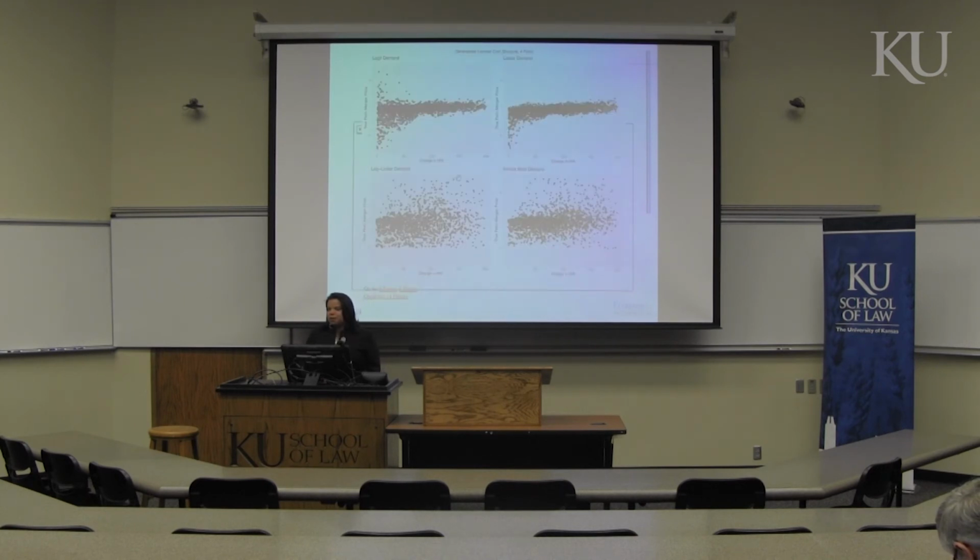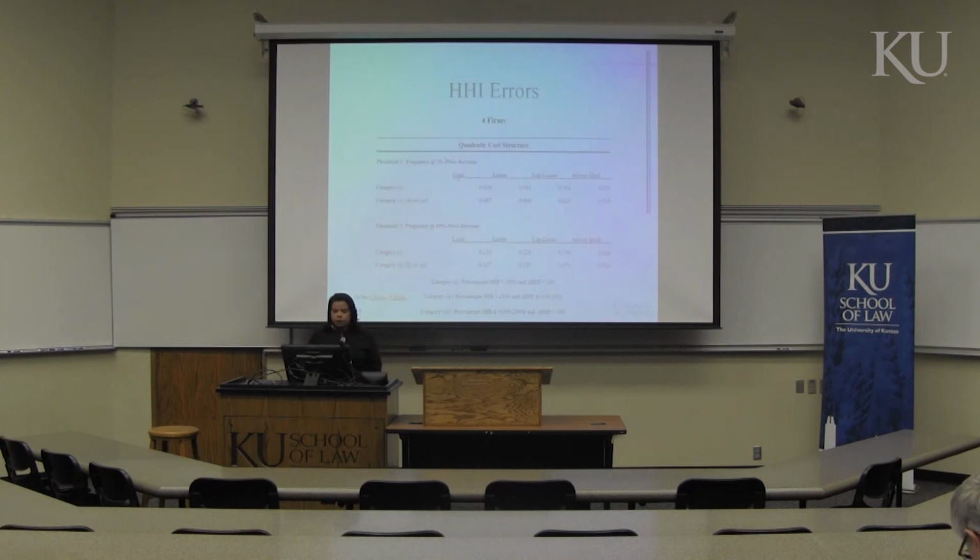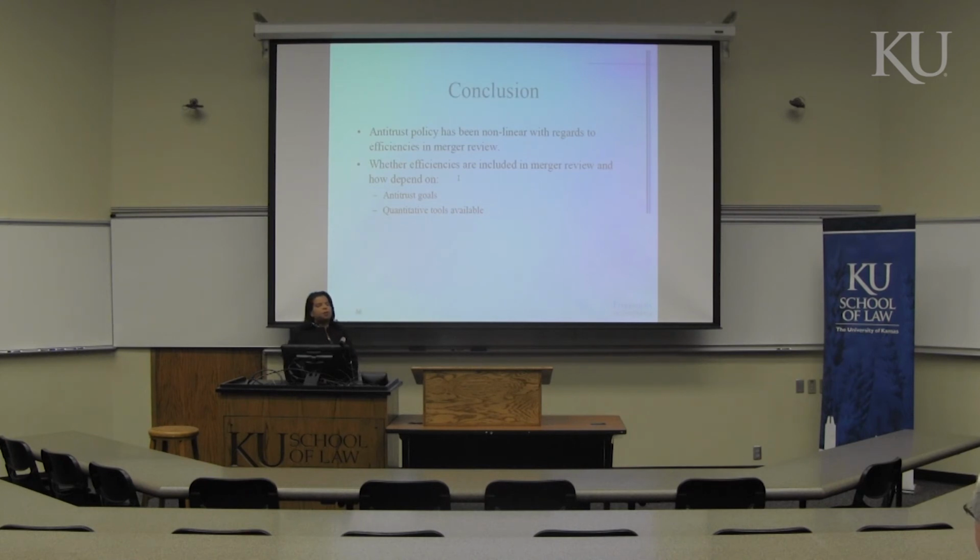Basically, our type 1 and type 2 errors are both large enough if you use an HHI as a merger screening tool. And just to show the other combinations, since I told you that I had so many different scenarios, we don't actually see a linear relationship on any of them. So the conclusion is, antitrust policy historically has been non-linear with regards to efficiencies in merger review.